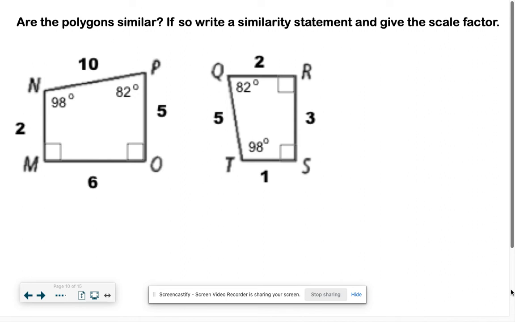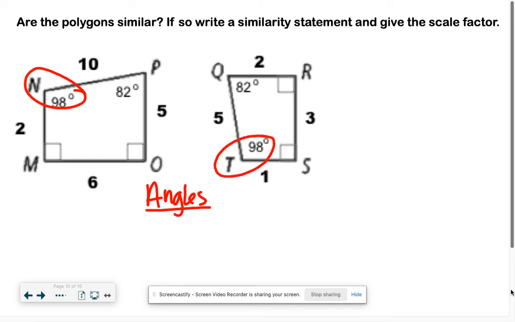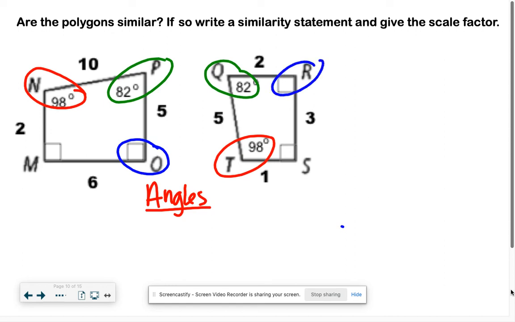Okay, here we go. First, we have to check our angles. Make sure they all have a buddy. So if we start with angle N, does angle N have a buddy? T, 98, 98. Angle P has a buddy of who? Q. Okay, good. O and R. R, which must make S and. So does every angle have a buddy? Yeah. Put a big old check mark. Yep, we checked it out.